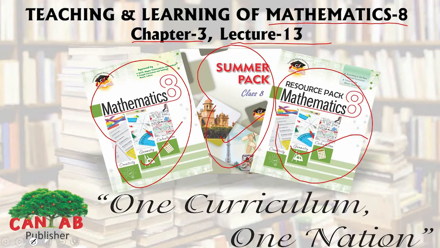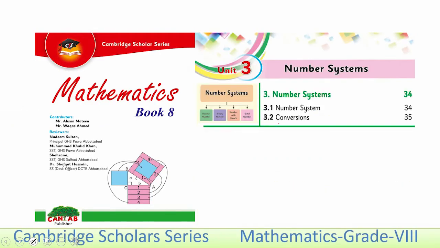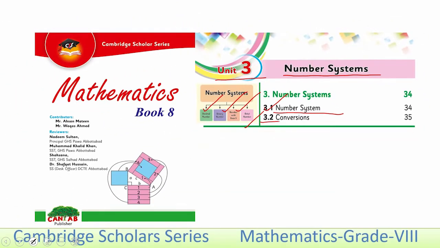Students, now come to the book. Unit 3, this is about number system. In topic 3.1, we have done number system. We have done different kinds of number system like decimal numbers, binary numbers, numbers with base 5 and octal numbers. In topic 2.3, we have started convergence. Students, now come to the today's topic.